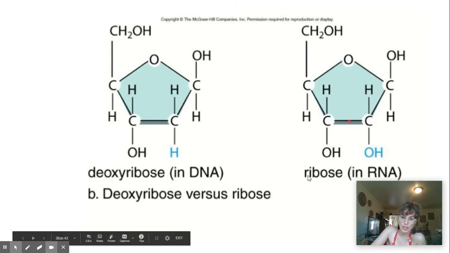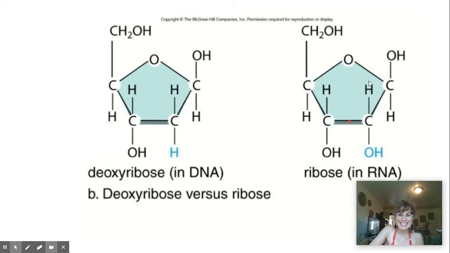But if we were to go through our carbons, they still are five carbon with our little chimney, carbon 1, 2, 3, 4, and up in my chimney is carbon 5. I can do the same thing with my deoxyribose, carbon 1, 2, 3, 4, and my 5th carbon up in the chimney. And the only way that they're different is on that second carbon.